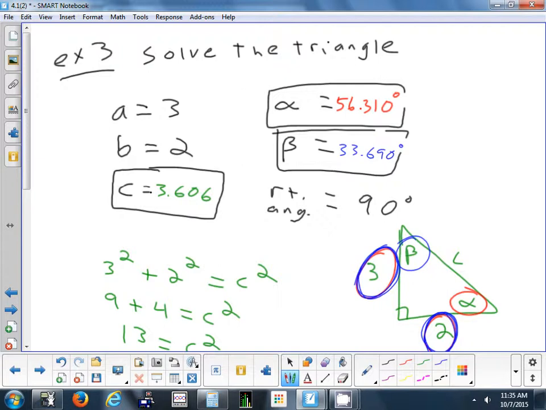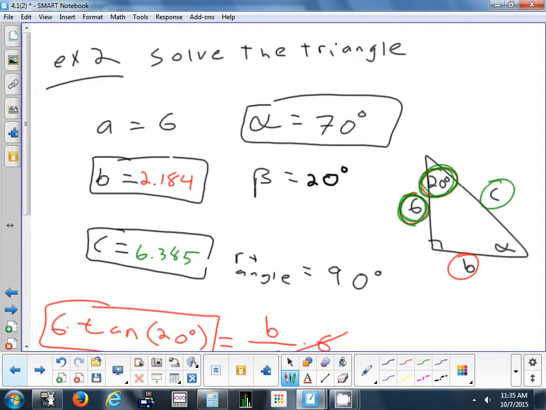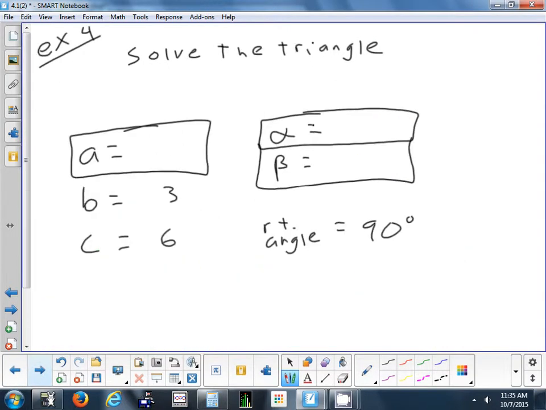Anytime you're missing both the angles, you're going to have to use inverse trig. Right? If you're missing both the angles, you have to use inverse trig. If I give you one of the angles, you're not going to have to use inverse trig. Just use regular trig. Right, so last one, try that one on your own. Okay, see if you can set it up.